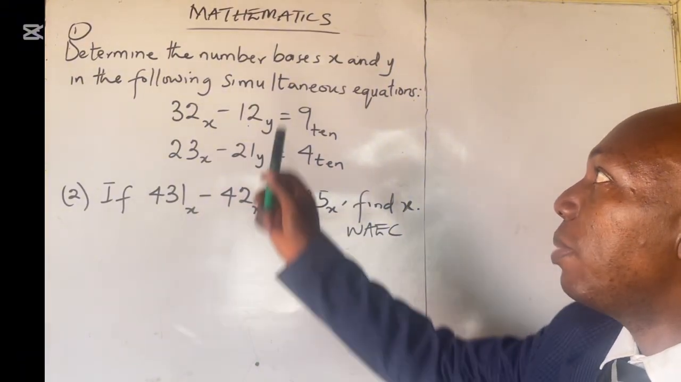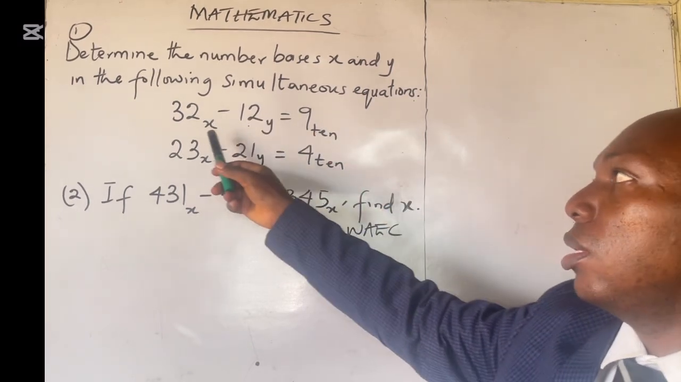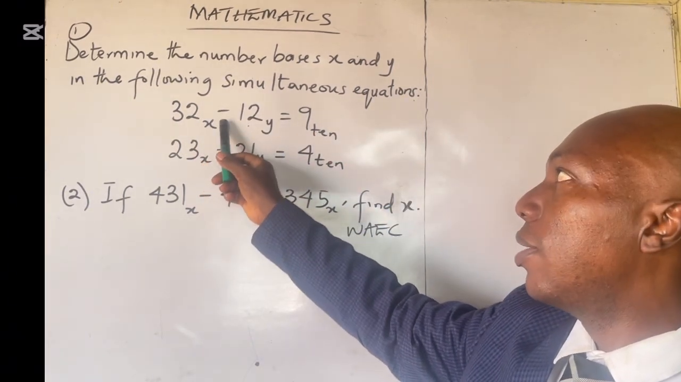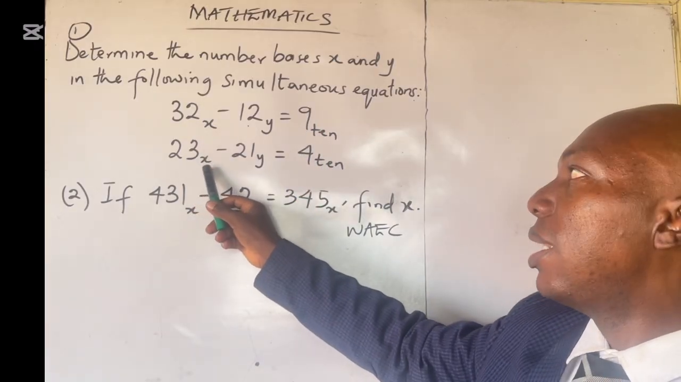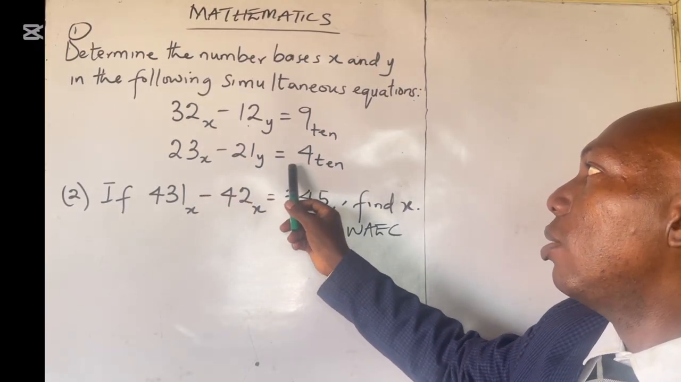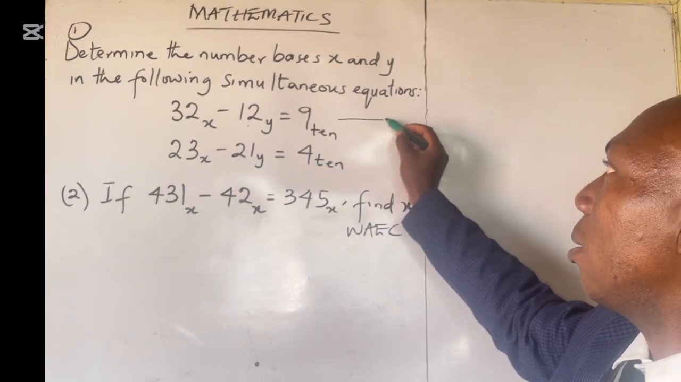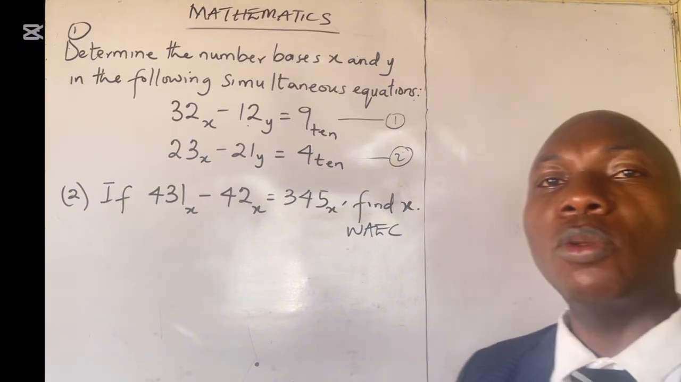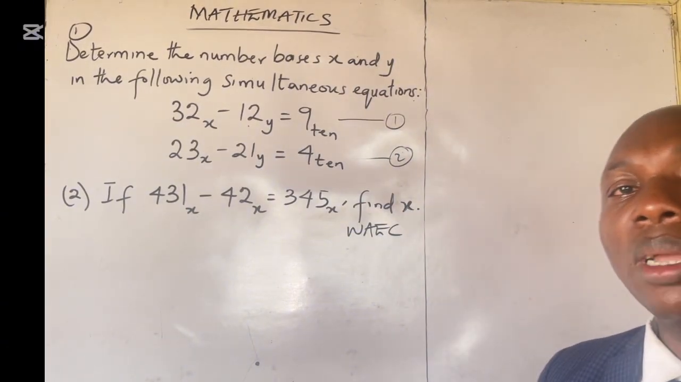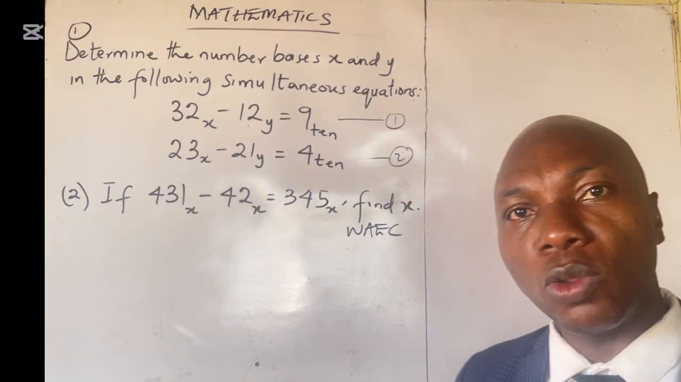We have to determine the number bases x and y in the following simultaneous equations. This is 32 base x minus 12 base y equals 9 base 10. And we have 23 base x minus 21 base y equals 4 base 10. So we have, this is equation 1, because it's a simultaneous equation. So let's find the values of x and y since we are working in base.